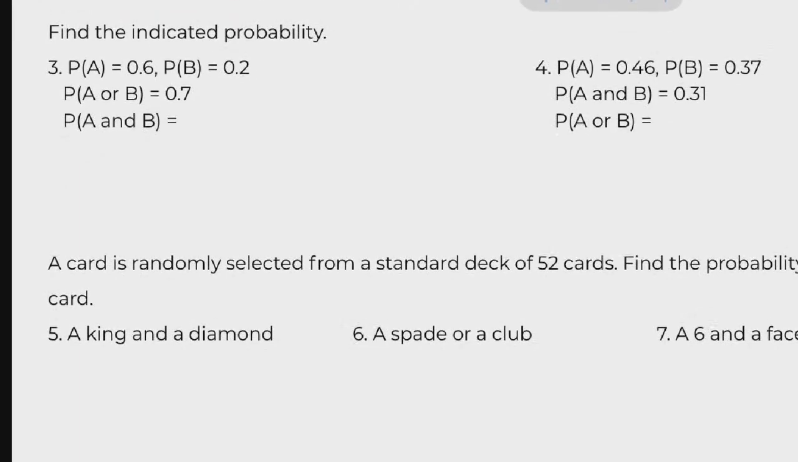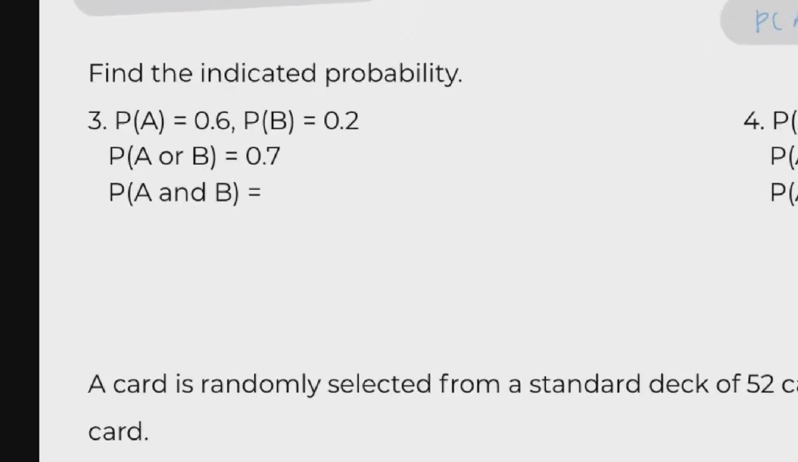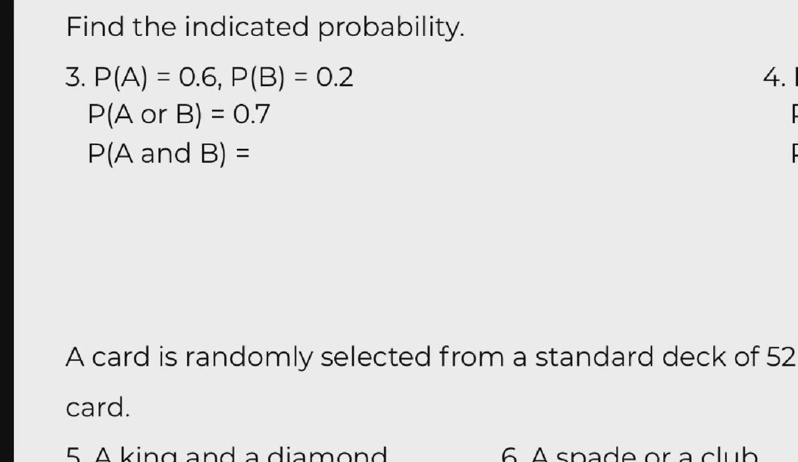Okay, for numbers 3 and 4, we want to find the indicated probability, and we're just going to assume that they're not disjoint. So we're going to be using the first equation. So probability of A or B, which is 0.7, is equal to probability of A plus probability of B minus probability of A and B. So we can add 0.6 and 0.2, and that'll be 0.8.